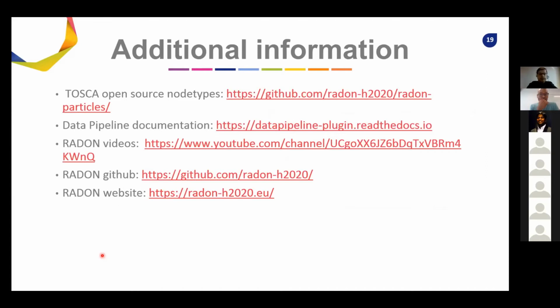And if you want some additional information, then you can go check our node types. They are available publicly. Anyone can reuse these TOSCA node types. And like I said, they are individual and deployable service templates. And you can use xOpera to deploy them to the RADON Orchestrator. The data pipeline documentation is available in Read the Docs. So if you want to get more information on how it works, all the RADON webinar videos and some previous videos will be published on the YouTube channel of the project. Most of the tools are available as open source on our GitHub, and our website includes all the other information such as some public deliverables.